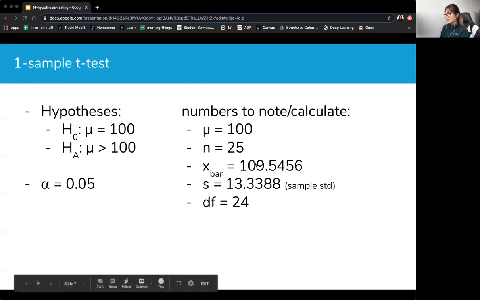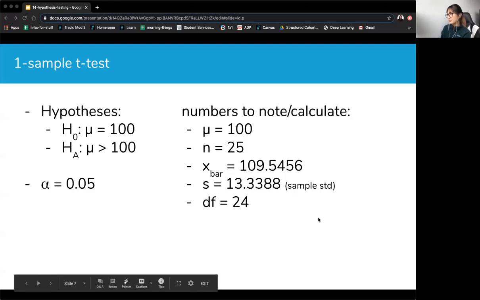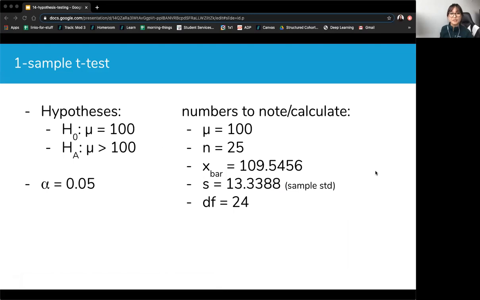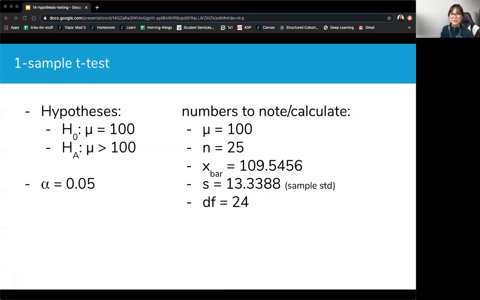So x bar and s, which is the sample standard deviation, were calculated using the numbers in this array. So 109 with a standard deviation of 13. The degrees of freedom, which we need for a t-test, is 24 in this case, because degrees of freedom is usually n minus 1. So 25 minus 1 is 24. Degrees of freedom is denoted by df, which I know is confusing because we also use df for data frame.